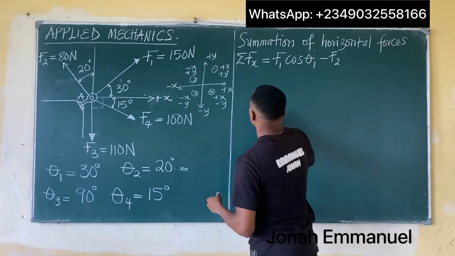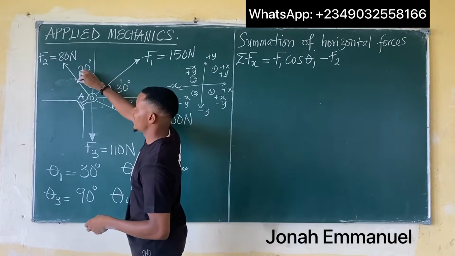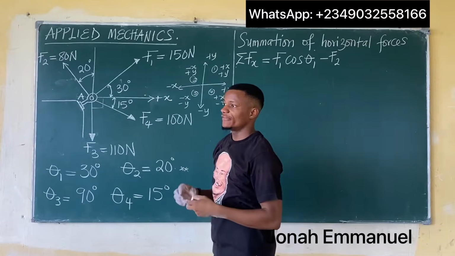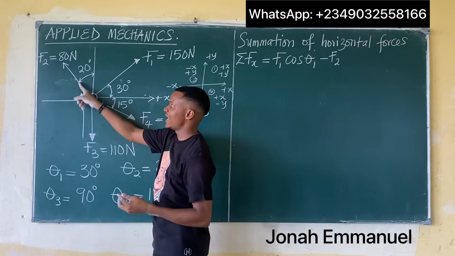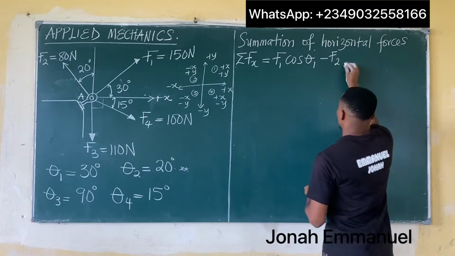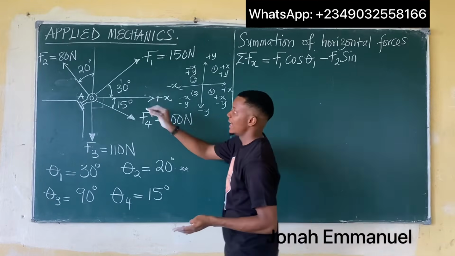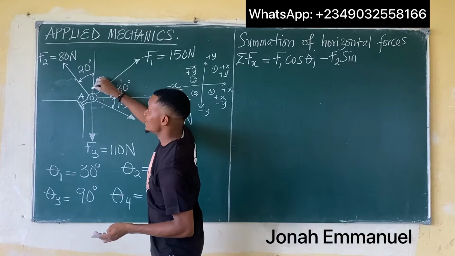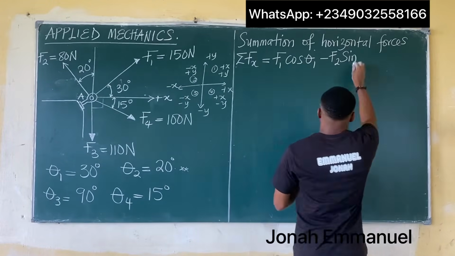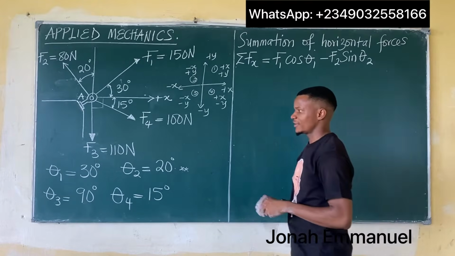Now usually, resolving to the horizontal is supposed to be cos. But don't forget, the angle of inclination here is to the vertical. In our previous discussion, we said when the angle of inclination is to the vertical, the horizontal component is F2 sine. Please, it's now sine, no longer cos. Why? The angle of inclination is to the vertical, not horizontal. So, minus F2 sine theta 2. Next up, let's look at F3.